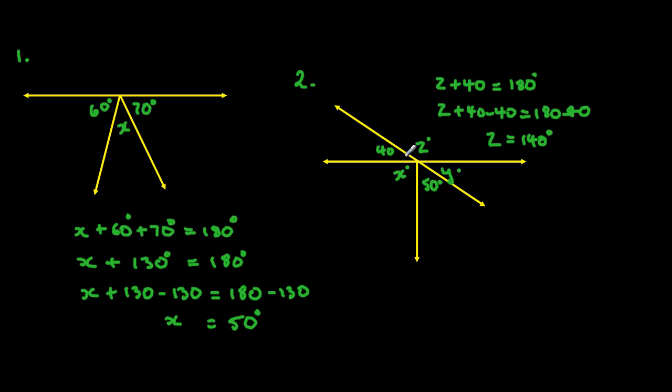Now, if that's the case, we can work other angles out as well, but look, here's something we can work out. Look at 40 degrees and look at y. They're vertically opposite angles. So we can say that y is equal to 40 degrees. And if we were to give a reason, we would say they are vertically opposite.